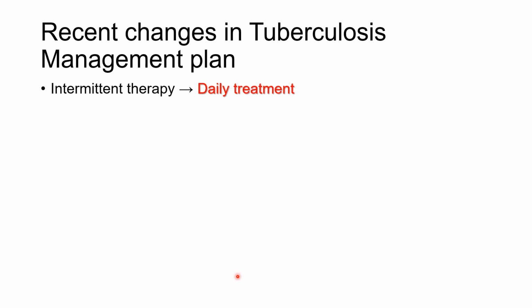First thing is the intermittent therapy has been changed to daily treatment. Previously, there were 3 doses to be taken in 1 week, but now daily. That means every medicine has to be taken every day. Second thing is category 2 regimen has been abolished. Previously, there were 3 categories, 1, 2, 3. Then it became 2 categories, category 1 and category 2. Now there is no category, only pharmacotherapy is decided based upon the diagnosis. So category 2 has been abolished.